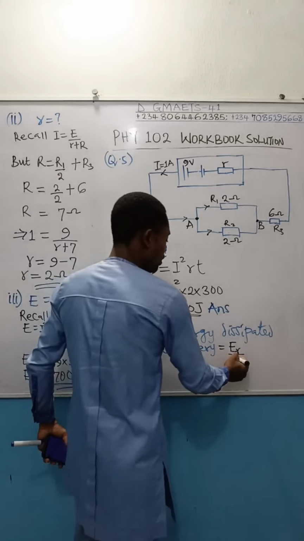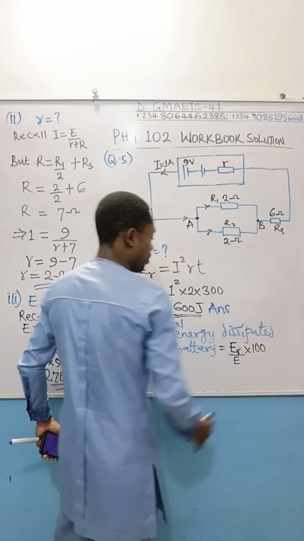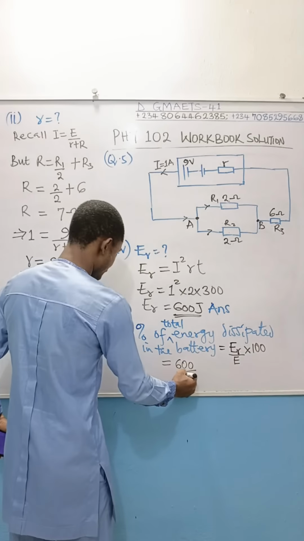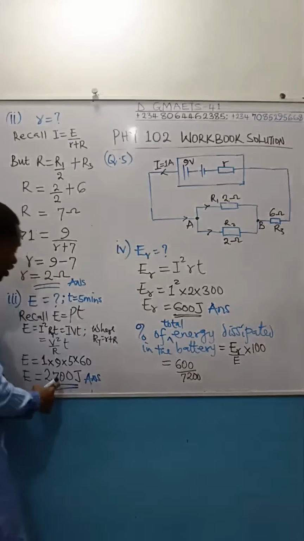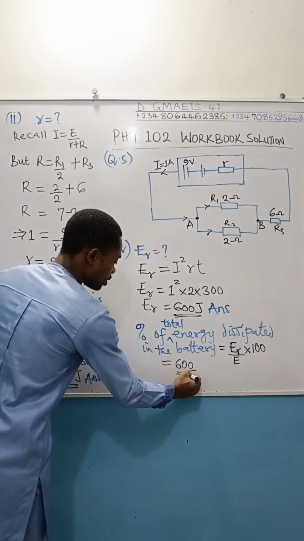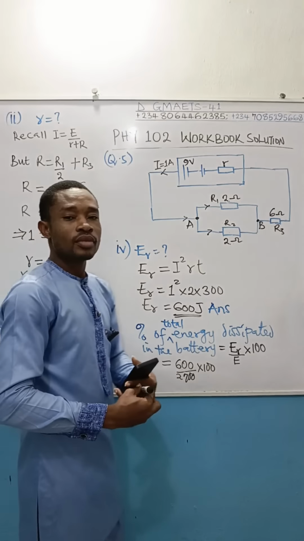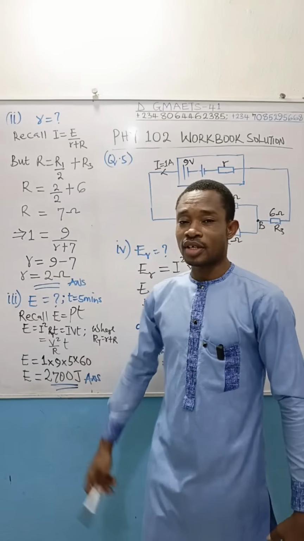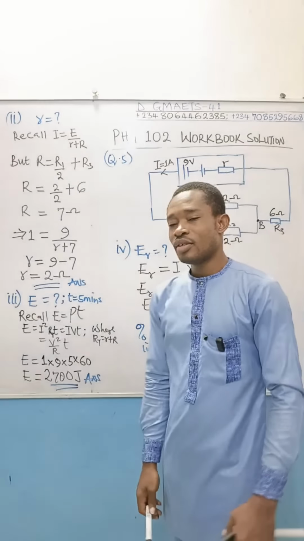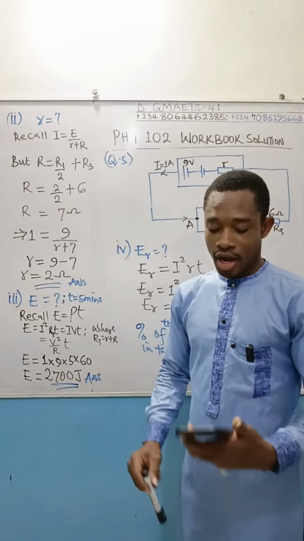In the internal resistance divided by total energy dissipated in the cell, then multiplied by 100. Because if you simplify this, you get 600 divided by 7,200. Is it 7,200 or 2,700 rather? 2,700. Then you multiply by 100. Percentage of this dissipated, just this part that is lost in the battery, right? So it's going to be this over this times 100.